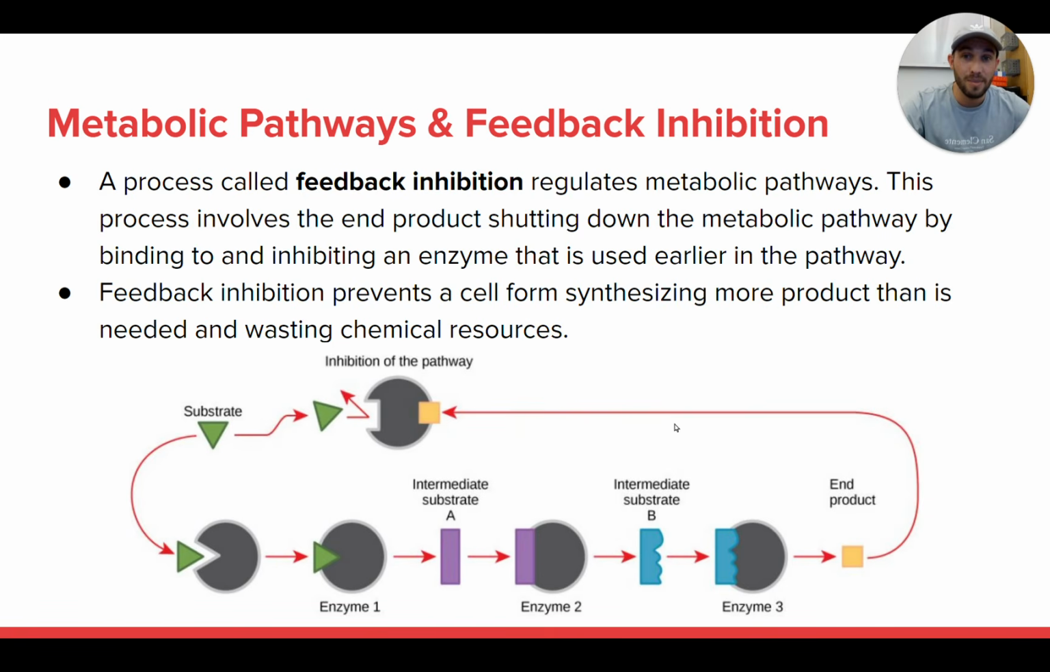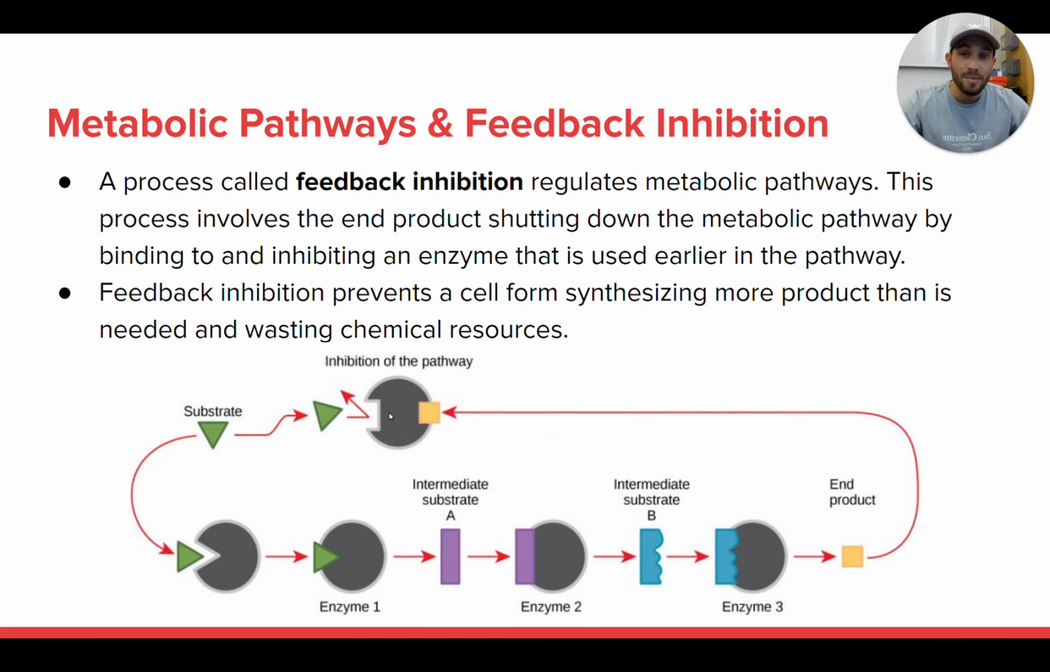Now, the reason I bring this up is because there's something called feedback inhibition that takes place oftentimes when we're looking at a metabolic pathway. Feedback inhibition is when the end product of a metabolic pathway, this molecule that you're ending with, is actually able to bind to one of the earlier enzymes used in the pathway. And when it binds to that enzyme, it actually changes the shape of that enzyme in a way where it's no longer able to bind to its substrate. And so that enzyme is now being inhibited, it's being turned off.